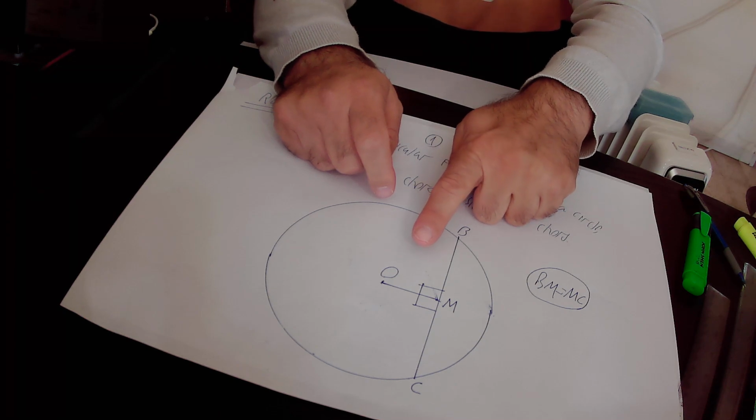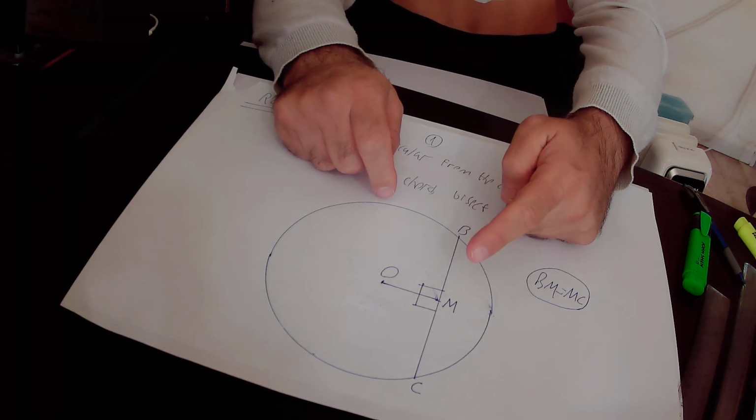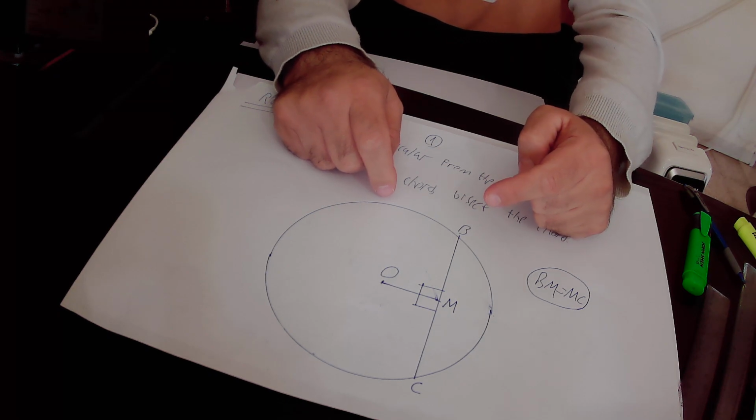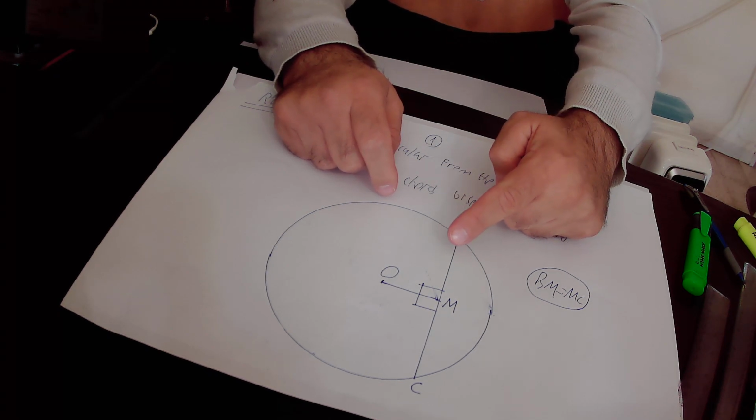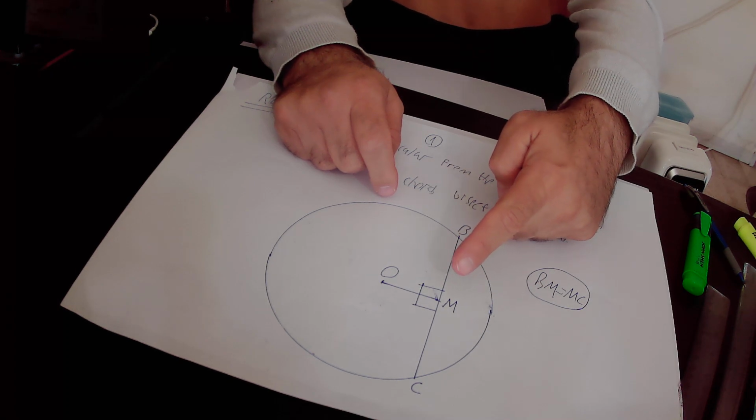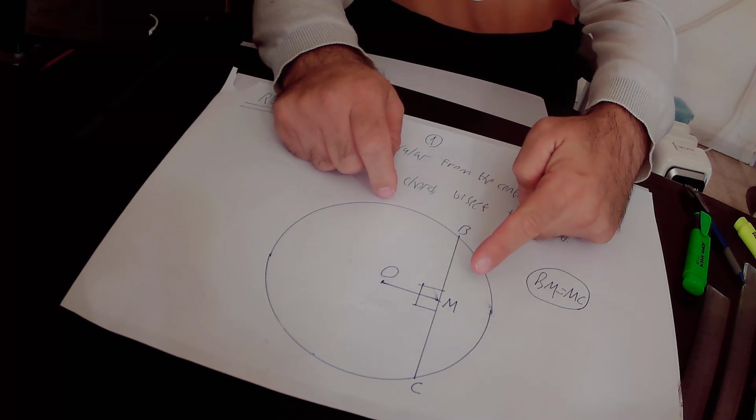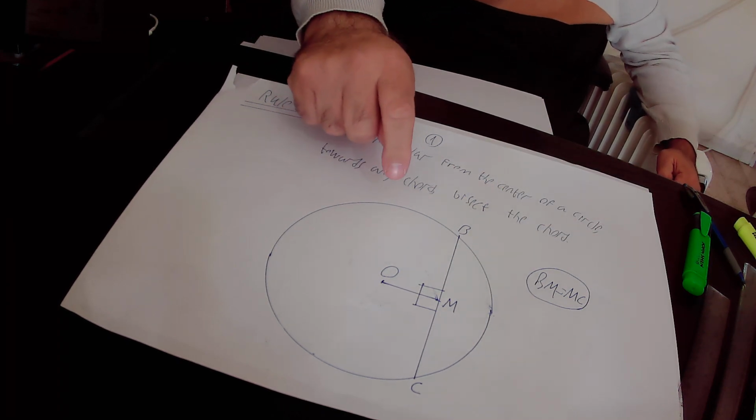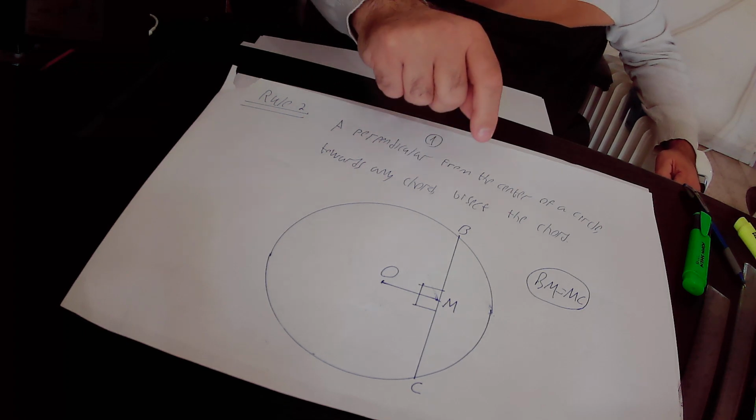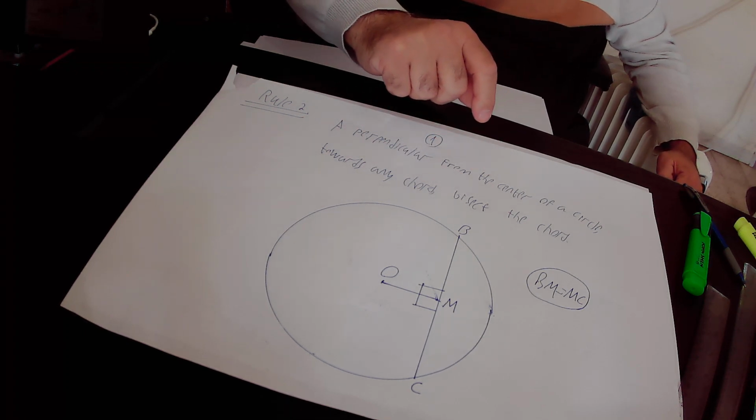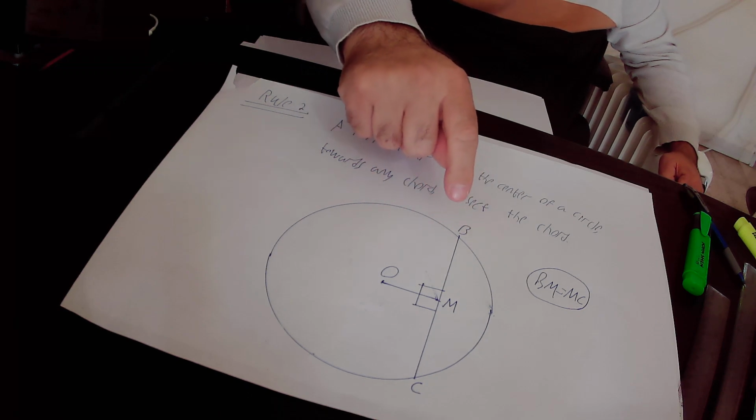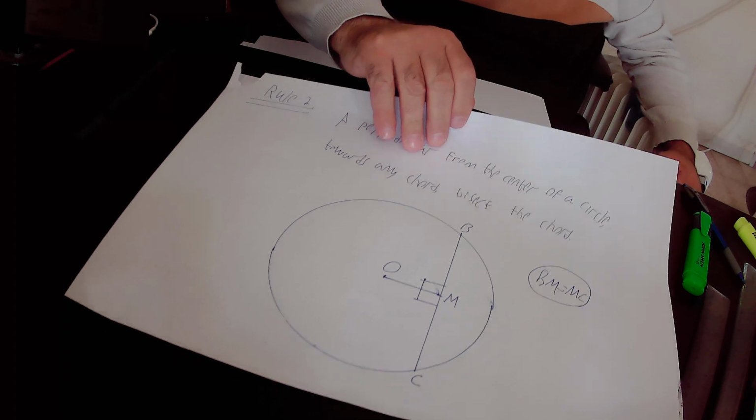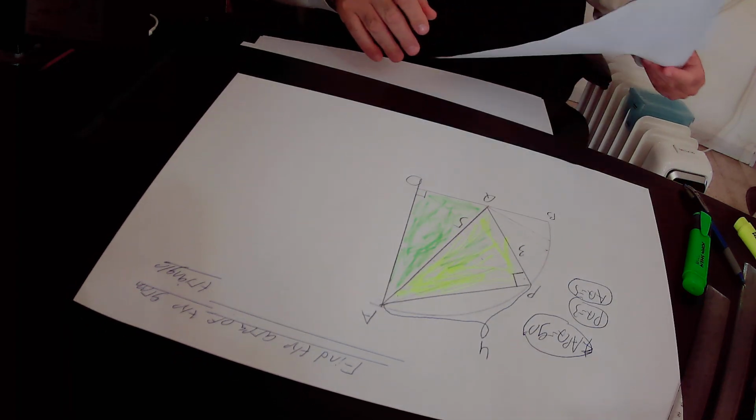So the perpendicular OM on chord BC will bisect chord BC, that is to say, divide it into two halves. The first half is BM and the second half is MC. Therefore, BM of course equals MC. So whenever you draw a perpendicular from the center of the circle towards any chord, it will bisect the chord. In this case, the perpendicular OM bisects chord BC, that is to say BM equals MC. So we can apply rule number 2 in our drawing.